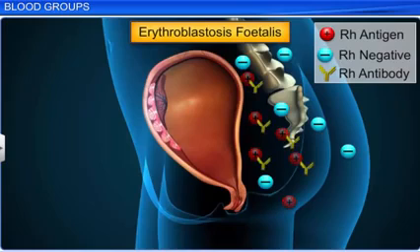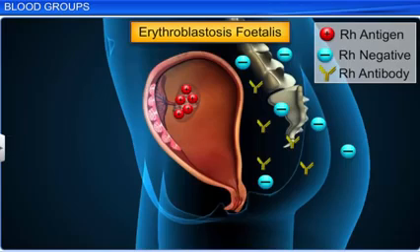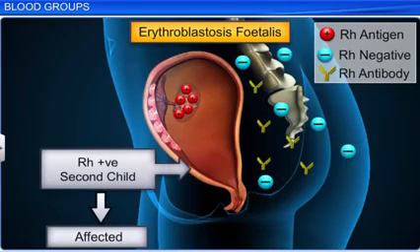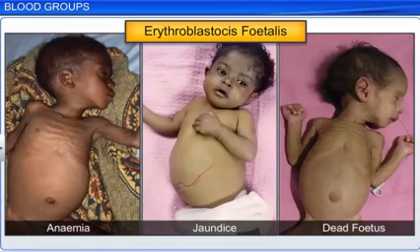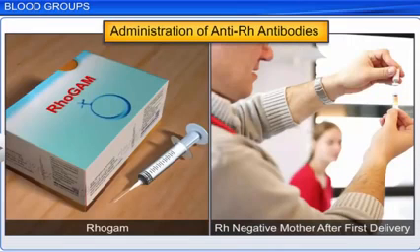This induces the formation of Rh antibodies in the mother's blood. The problem occurs during the second pregnancy, when the Rh antibodies present in the mother's blood cross the placenta and destroy the fetus's RBCs. This results in severe anemia and jaundice, and at times fatality of the fetus. Erythroblastosis fetalis can be prevented by injecting anti-Rh antibodies, commercially called RhoGAM, into the Rh-negative mother immediately after her first delivery.